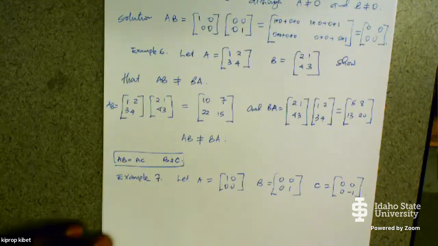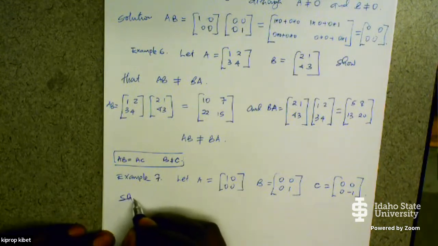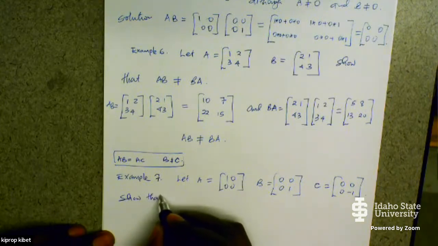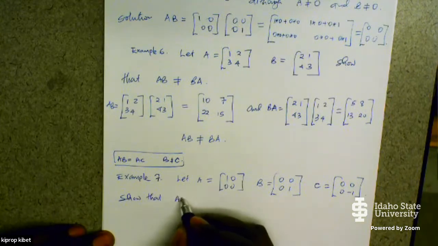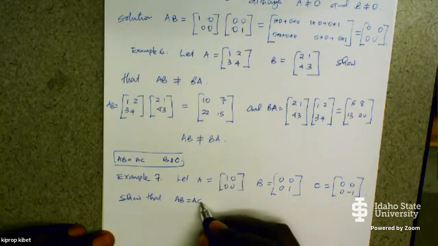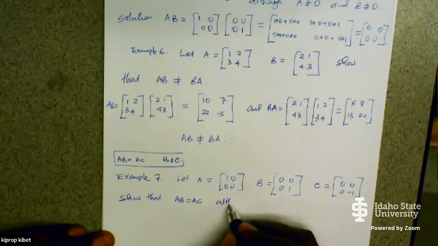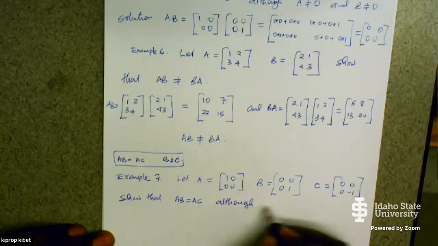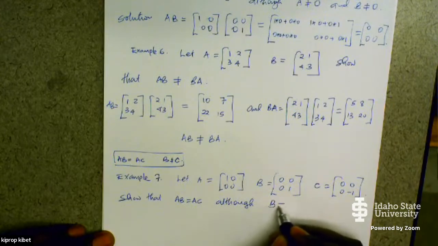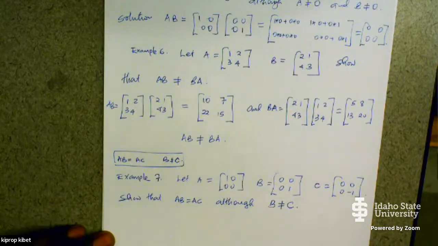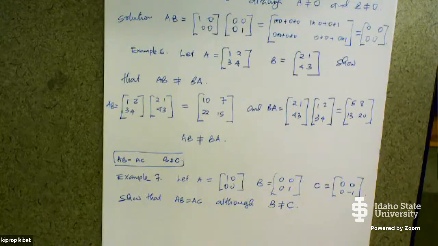Then show that AB equals AC, although B is not equal to C. So we cannot use the cancellation rule here. So we cannot cancel A and A. So in this case, the same thing happens.